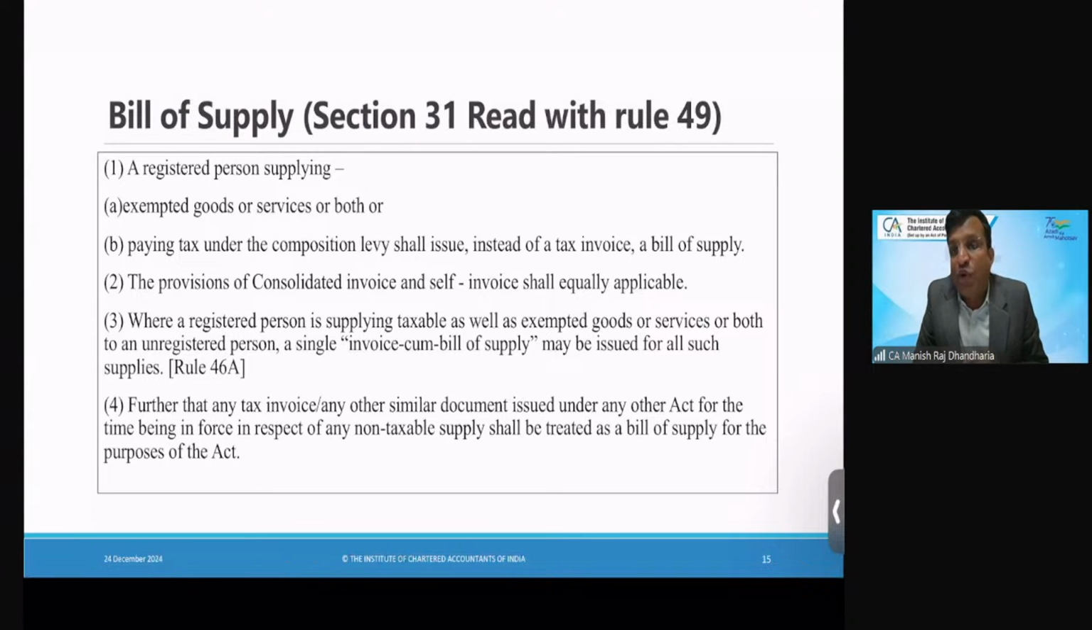If someone is asking whether to mention 4 digits from the start or the last, definitely from the start. From the starting, mention 4 digits. Let us come to bill of supply. You issue it in 2 cases. Number 1, if you are providing exempt goods or services. Number 2, if you have opted for the composition levy.